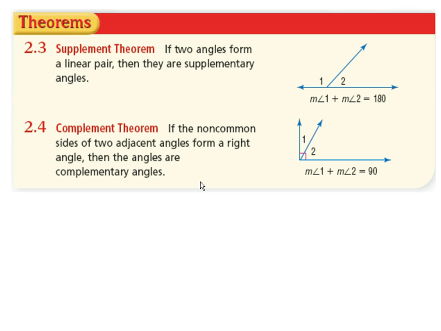Complement theorem. If the non-common sides of two adjacent angles form a right angle, then the angles are called complementary angles. We can see that in the picture here. We have angles 1 and 2 adjacent to each other, that together add up to form a right angle, 90 degrees.